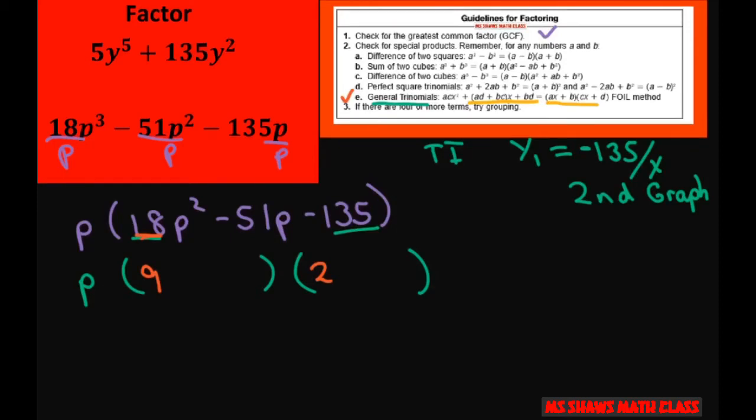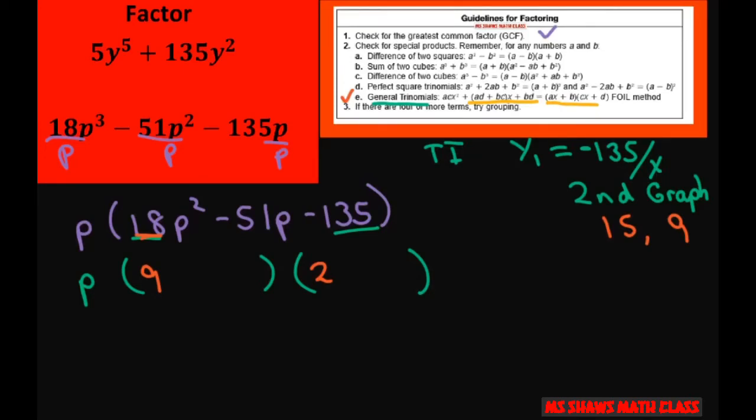Now 135, I noticed that we had, let's see, what did I use for that? I did 135. I got 15 and 9. And I didn't put in the negative because I know that one's going to have to be negative.